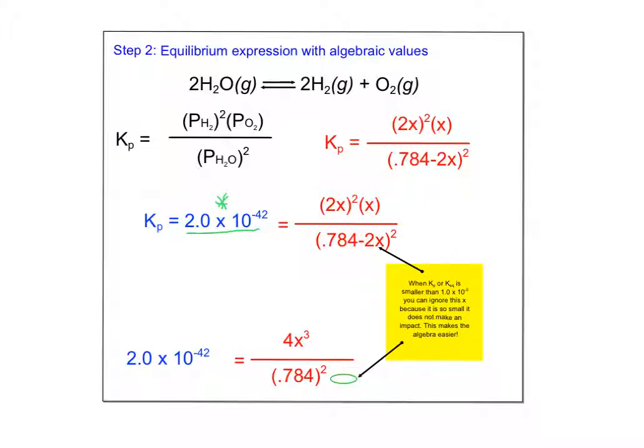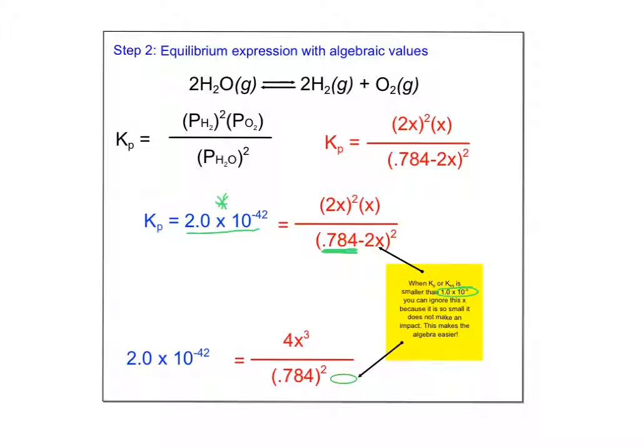I have a little trick. When Kp or Kc is smaller than 1.0 times 10 to the negative 5th, you are allowed to ignore any minus x's or plus x's. Basically, when we solve for x, it's going to be so small that taking 0.784 minus something like 2 times 0.0000001 is not really going to make a difference. And then you start getting into sig figs.